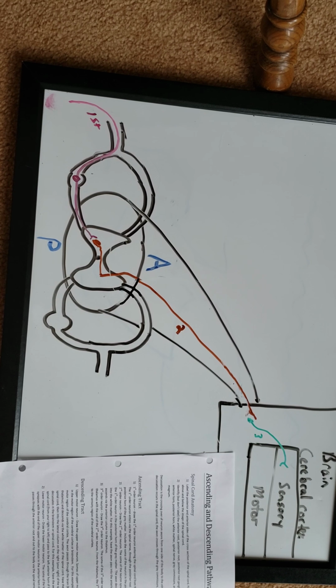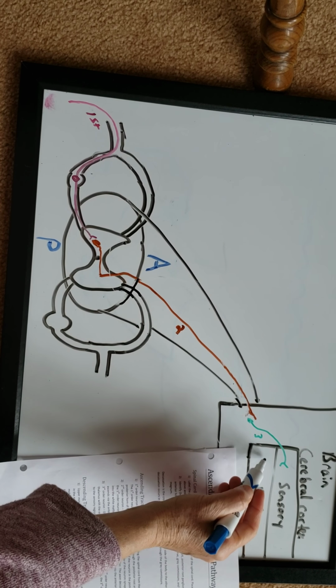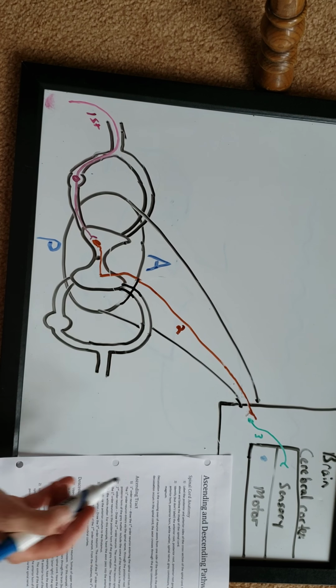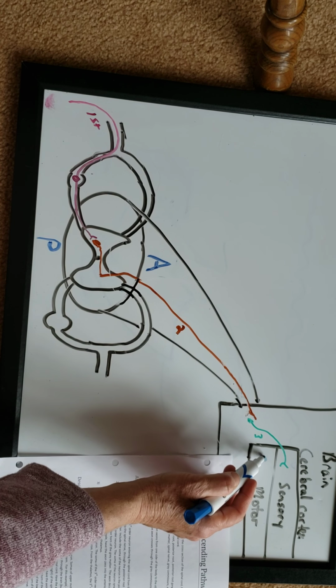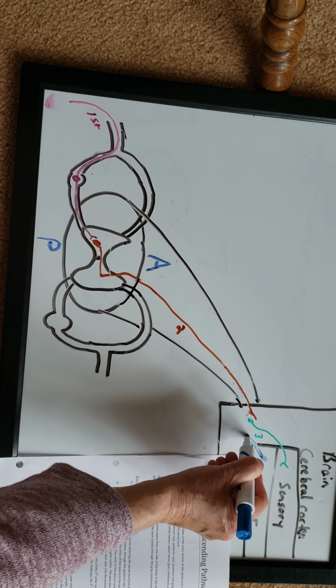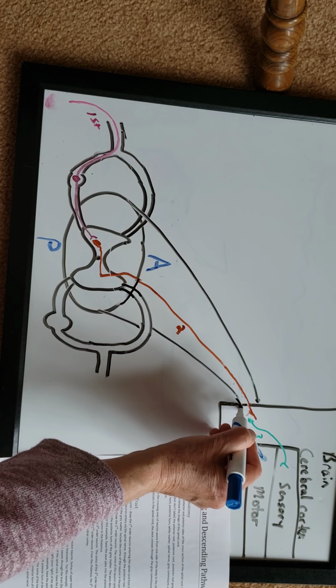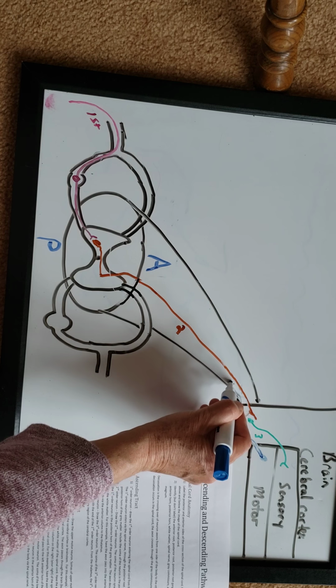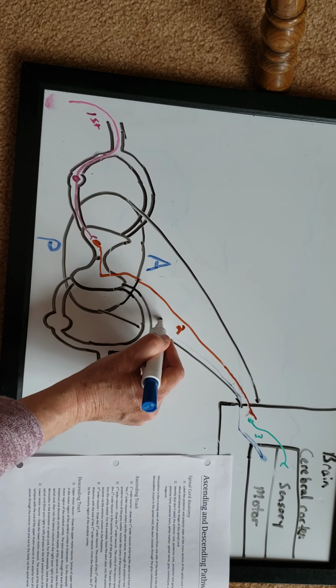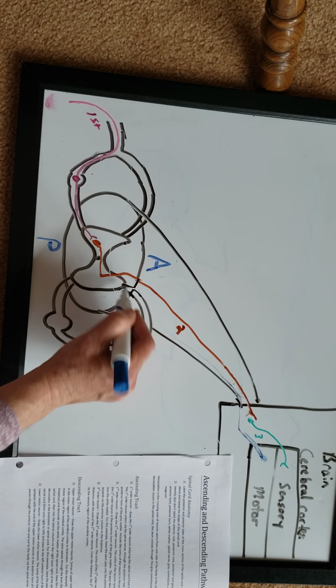So we're going to draw the upper motor neuron first. It has its soma in the motor region of the cerebral cortex. And then the axon passes down through the brain, not through the thalamus, but we really haven't studied the brain yet, so it doesn't matter too much. And then it passes down through the white matter of the spinal cord. Down, down, down, down.